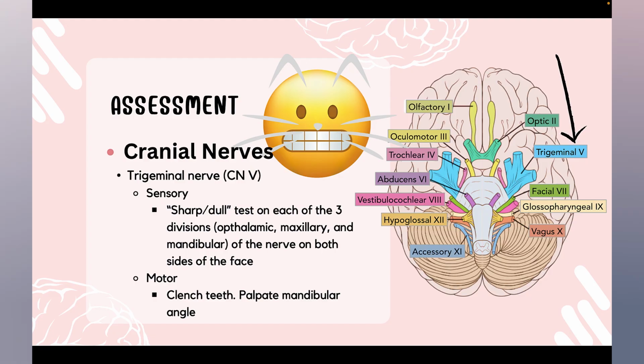And then the motor portion of it has to do with clenching their teeth. So what you would do is you would have them clench their teeth together, and you would just palpate that mandibular angle, which is that jawbone area right underneath your ears. And you should be able to feel them clenching their teeth. So that is the trigeminal nerve. So remember, tri means 3, and that's because they have those 3 cat whiskers going across their face.